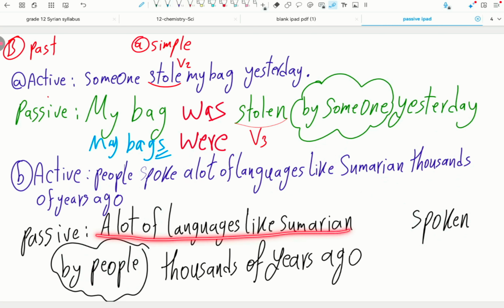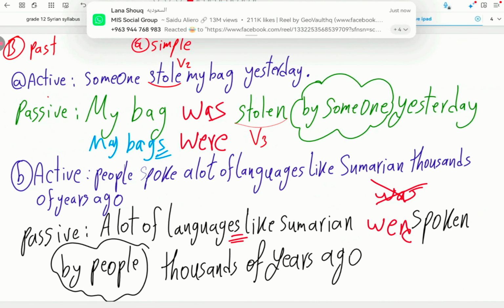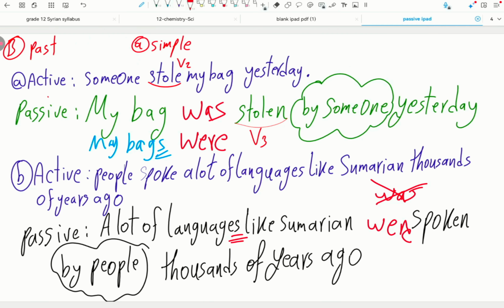A lot of languages like Sumerian. So what shall I use here? Was or were? In accordance to the tense, I have two options, was or were, because this is past simple. But a lot of languages, so we use were. A lot of languages were spoken, of course, like Sumerian, because we're not talking here about only Sumerian. I'm talking about languages.